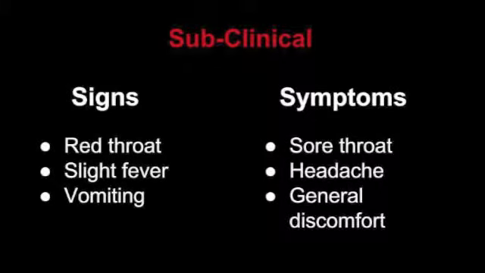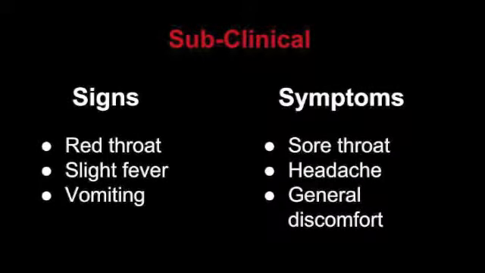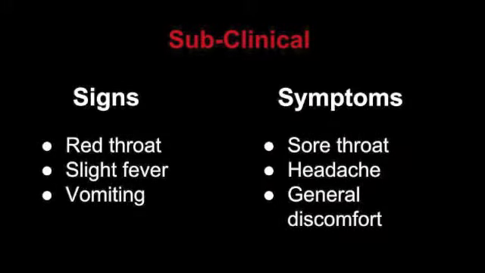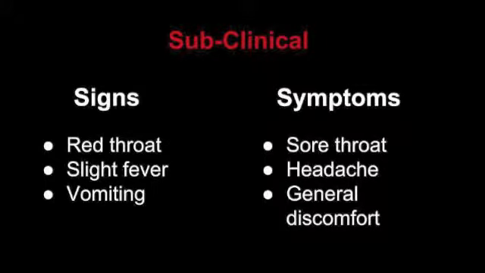Viruses can be carried to the central nervous system by blood supply. The signs of subclinical polio include a red throat, slight fever, and vomiting. The symptoms of an individual with subclinical polio include having a sore throat, headache, and a general discomfort. Like Brianna mentioned, this type of polio does not affect the central nervous system.